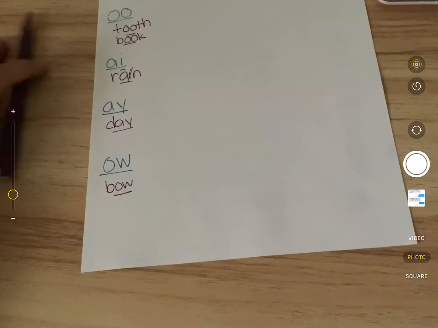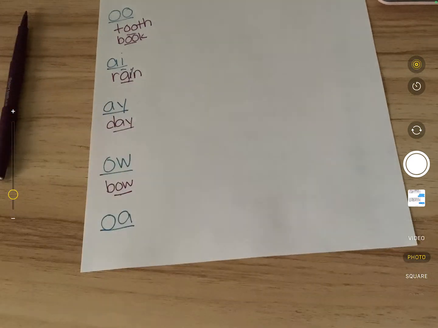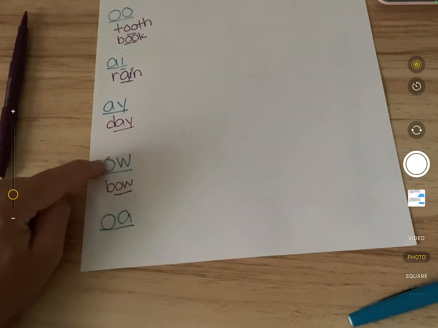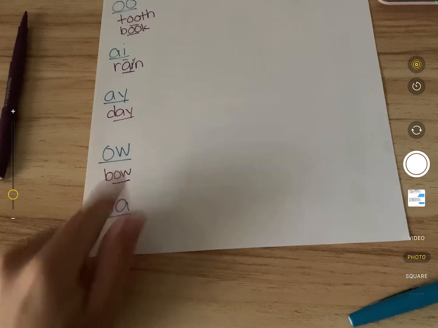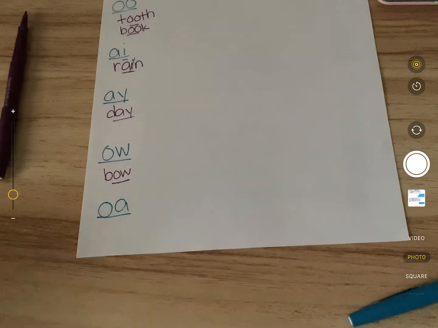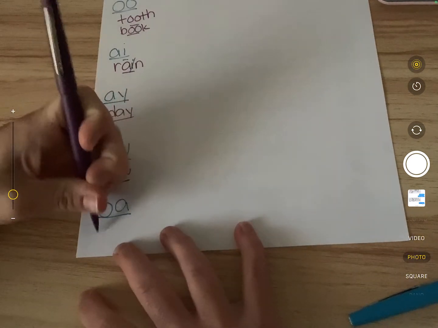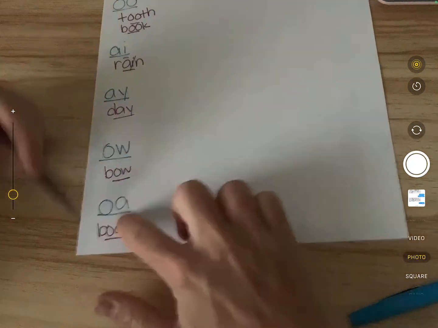All right, here's another one. OA. Anybody know what OA says? OA also says O, just like OW. OA you would usually find at the beginning or the middle of the word, where OW is at the end. So can anybody think of a word that has the O sound in the beginning or the middle of the word? How about boat? Boat. So they both say the long O sound.